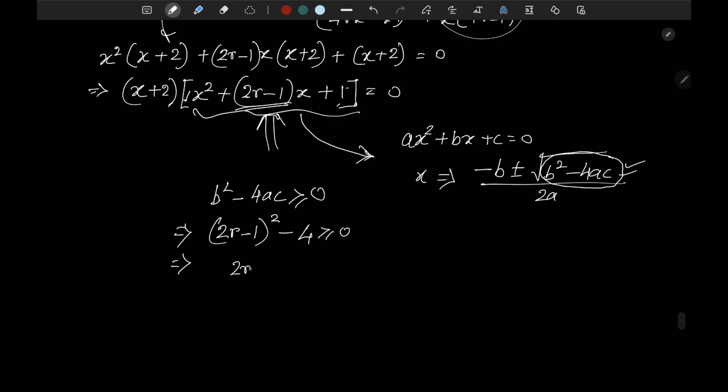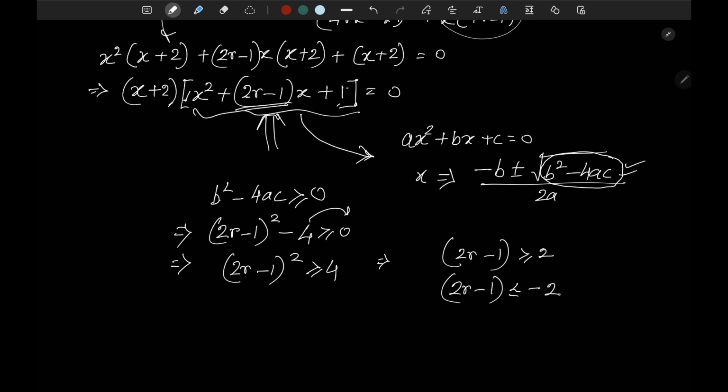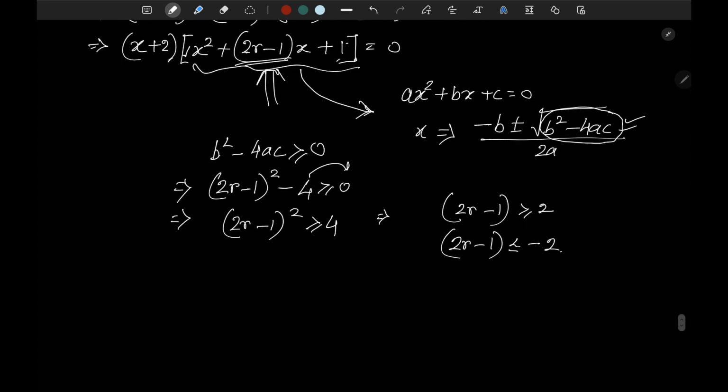That means (2r minus 1) whole square is greater than or equal to 4. 4 goes on this side. This will give you 2r minus 1 either greater than or equal to 2, or 2r minus 1 less than or equal to minus 2, right? We have taken square root on both the sides.